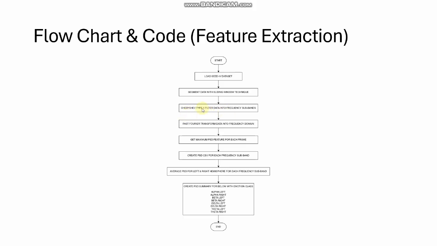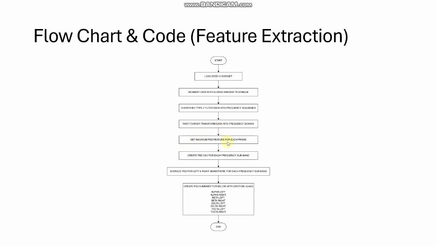Next up is the filtering of the data into different frequency subbands. The subbands that we are interested in are the alpha band, beta band, delta band, and theta band. I'll be doing this using a Chebyshev type 2 bandpass filter, which is a function available in the scipy.signal library. After filtering, I'll be converting the data into the frequency domain using the fast Fourier transform, which is also a function of the SciPy library.